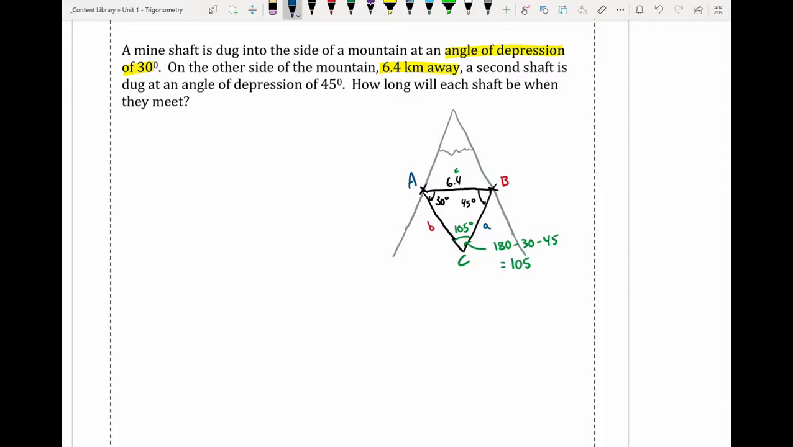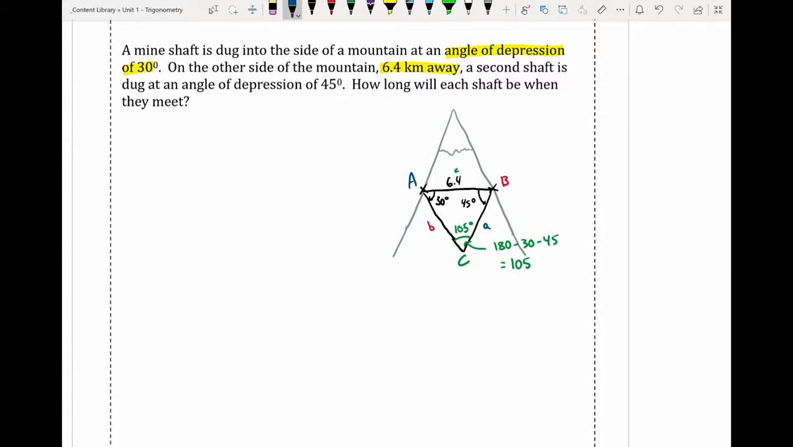Because we're looking for a missing side, I need to have a sandwiched angle if I'm going to use cosine. Do I have two sides that are on either side of an angle? I do not. I only have one side, 6.4. So I don't have a sandwiched angle, which means I can't use cosine law. So the only thing left is sine law.